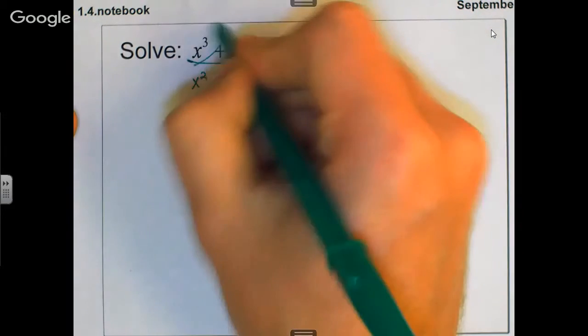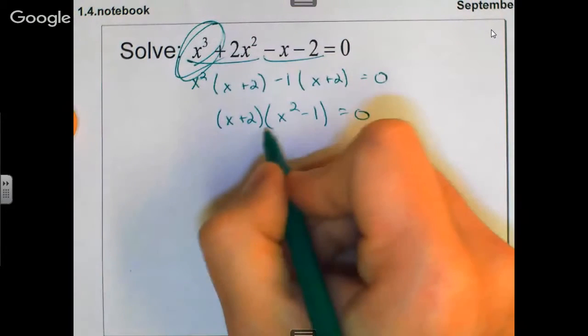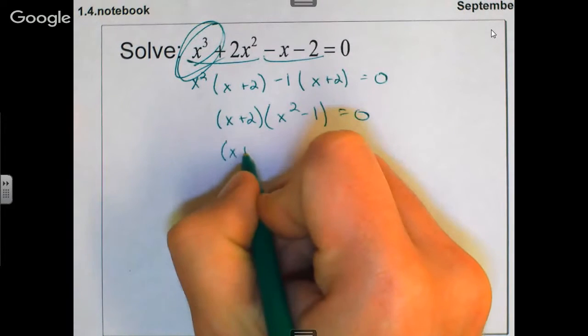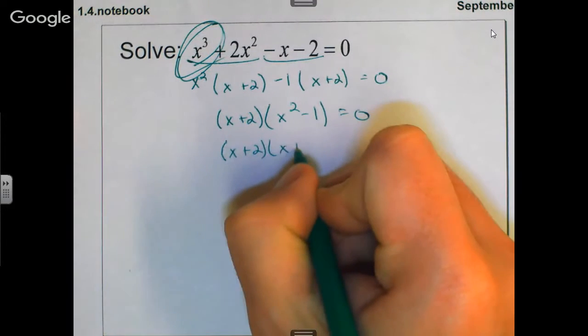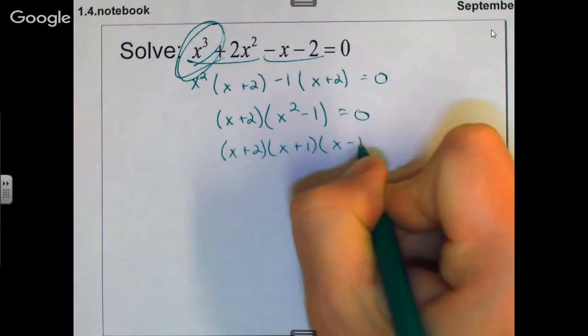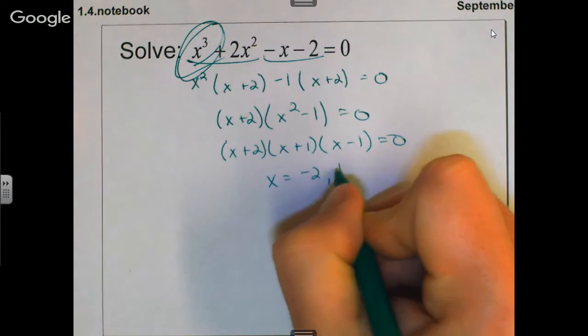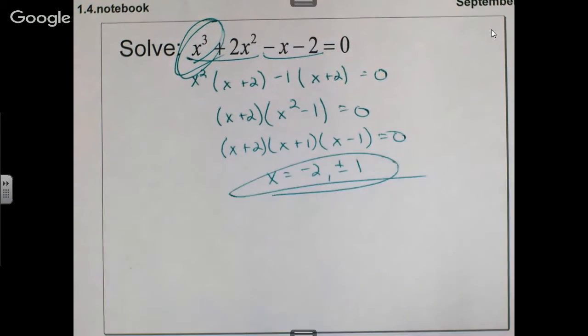Well, we needed 3 answers. Okay, here's one, but this is the difference of squares. So you have x plus 2, x plus 1, x minus 1. So that's simply x equals negative 2, plus or minus 1. And there's your 3 answers.